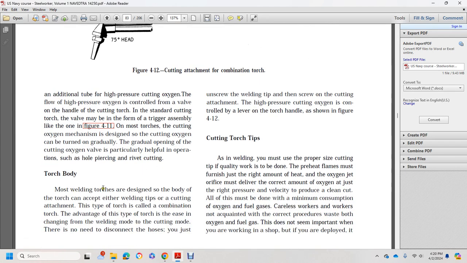Most of the welding torches are designed for either welding or the cutting attachment type of torch, which is a combination torch. The advantage of this type of torch is that it is easy to change from the welding mode to the cutting mode, with no need to disconnect the hoses. Just unscrew the welding tip, then screw on the cutting attachment. The high pressure cutting oxygen is controlled with the lever on the torch handle shown in Figure 4.12.